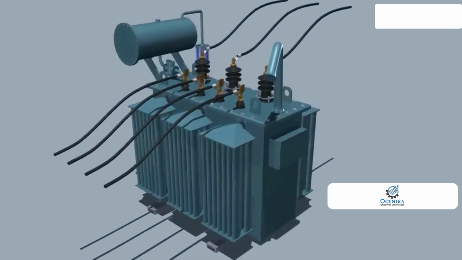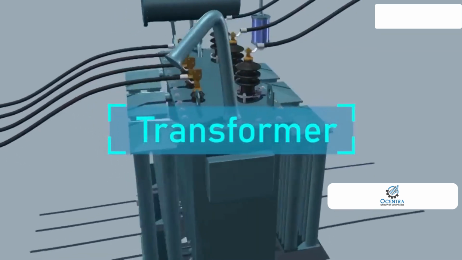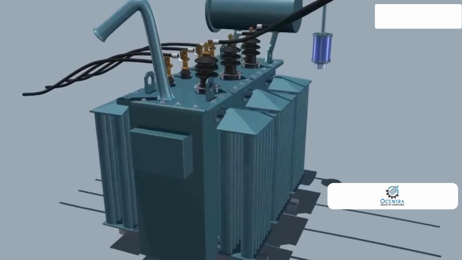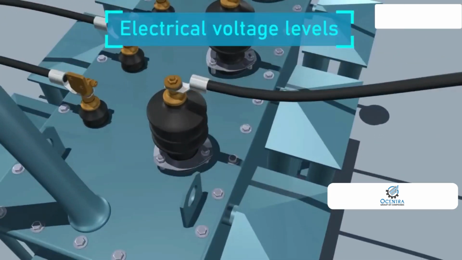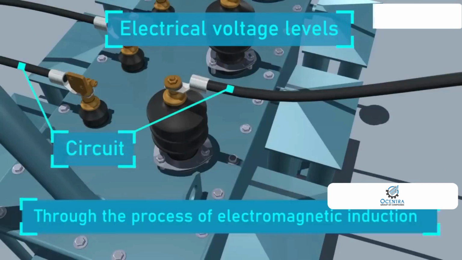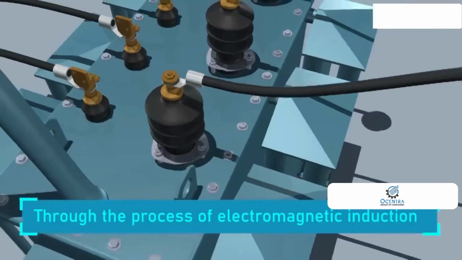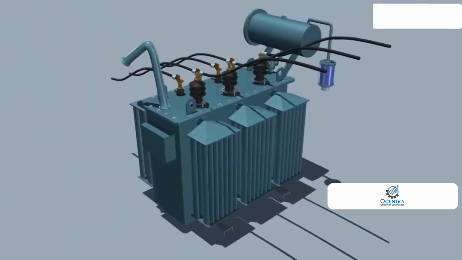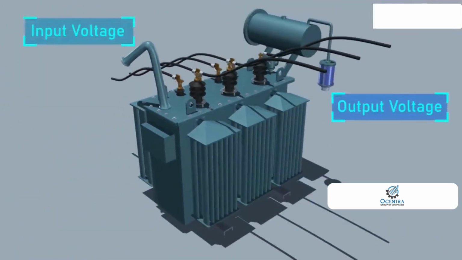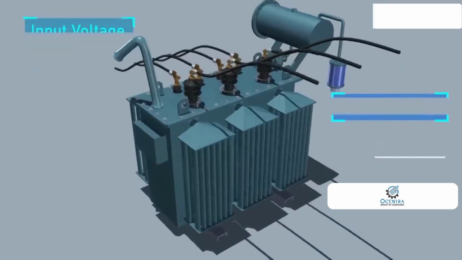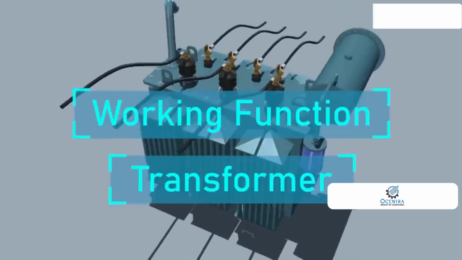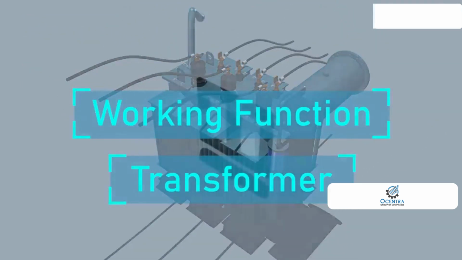Hi, hope you have seen this transformer. Sometimes it could be a small or big size. A transformer is a passive electrical device that transfers electrical voltage levels from one circuit to another through the process of electromagnetic induction. It is mostly used to increase the voltage levels between circuits, which is called step-up, or decrease the voltage, which is called step-down.